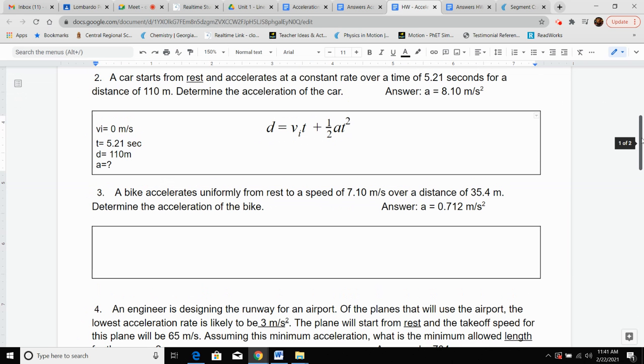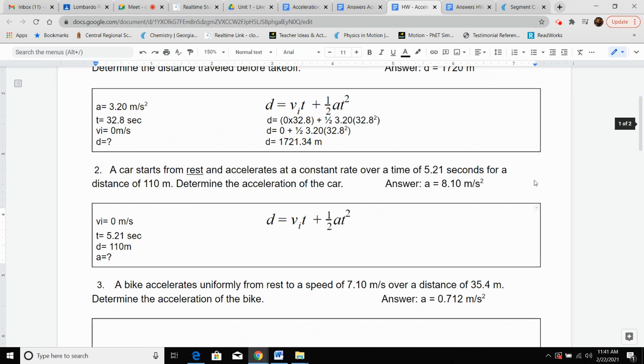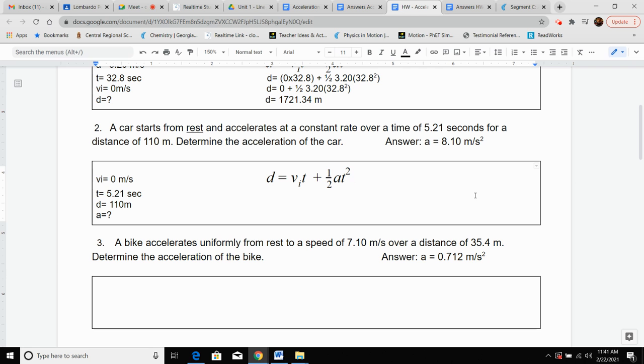To get credit for this, guys, you have to show the full work, okay? Because the answer's already there. So if you just put an answer, you're not going to get any credit. Okay, you got to show the process of going through and getting this.